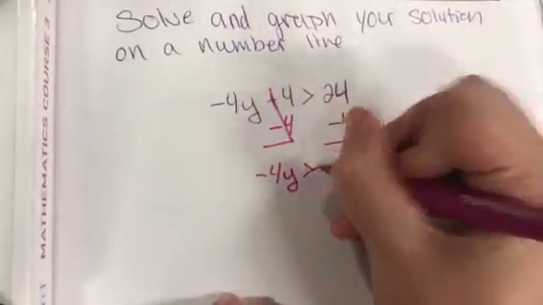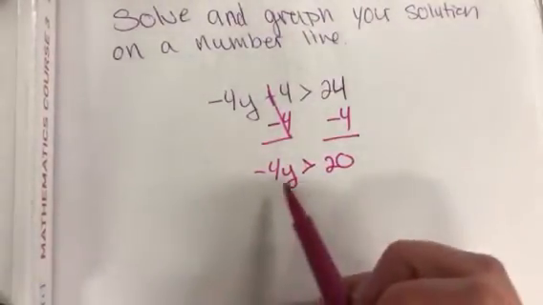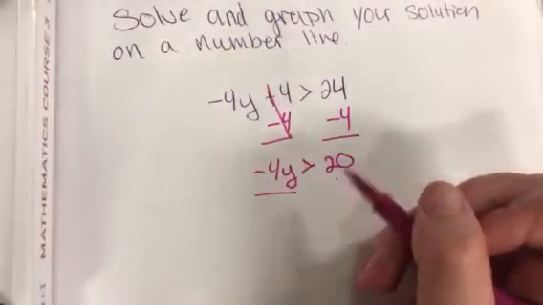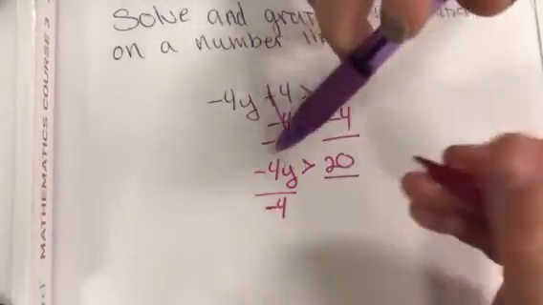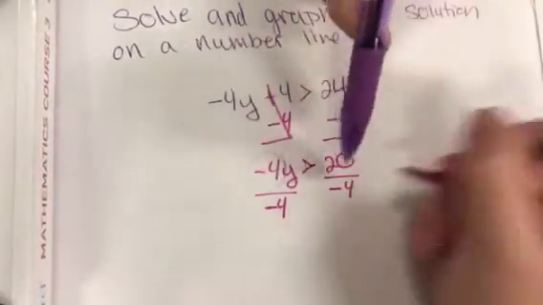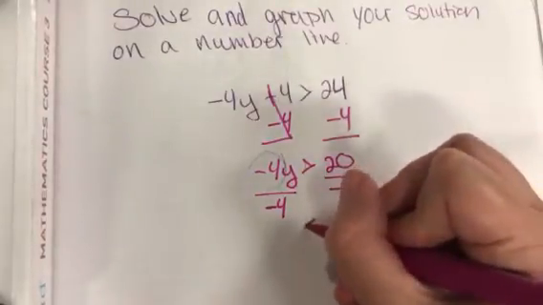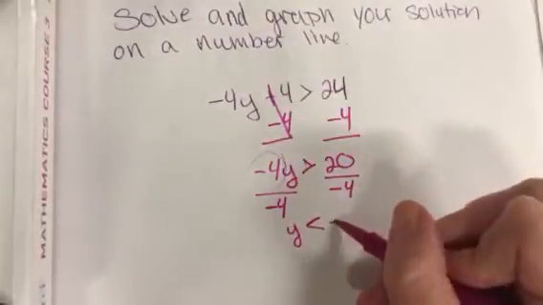Negative 4y is greater than 20. Now, I need to separate the variable and the coefficient again. They're being multiplied, so the inverse operation is to divide. So divide by negative 4. Uh-oh. We have to keep that sign with that number. I'm dividing by a negative. What do I have to do? Flippy floppy the sign. Flippity floppity the sign. There we go. So y is less than negative 5.